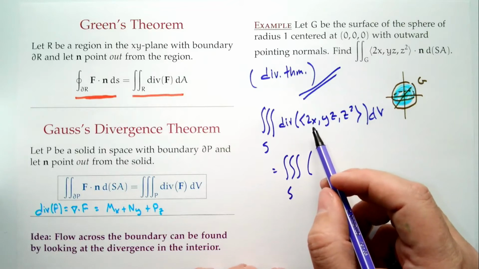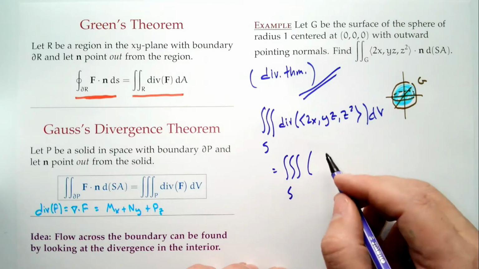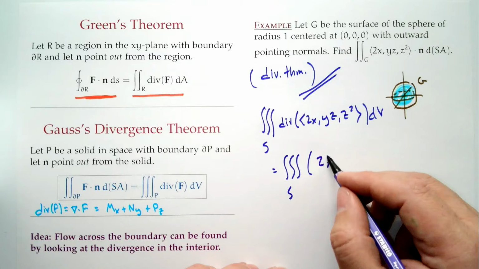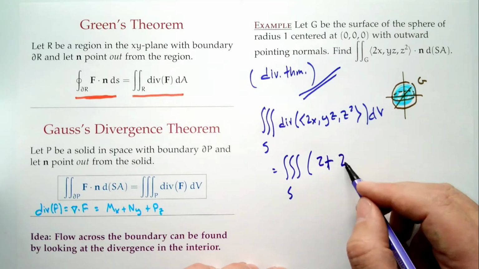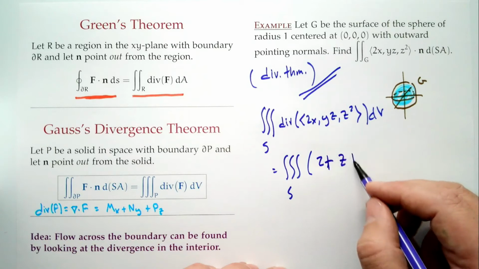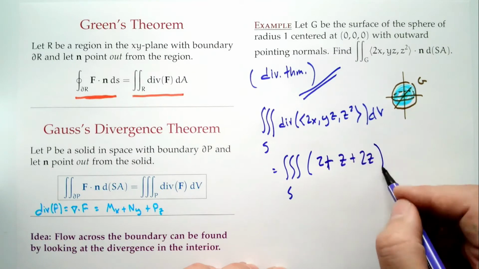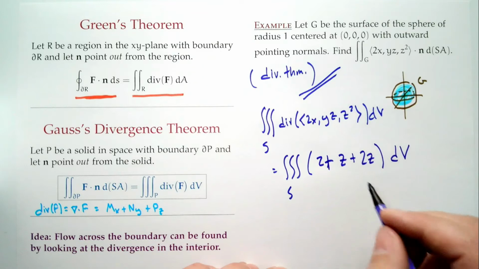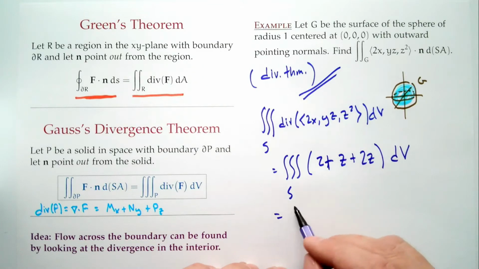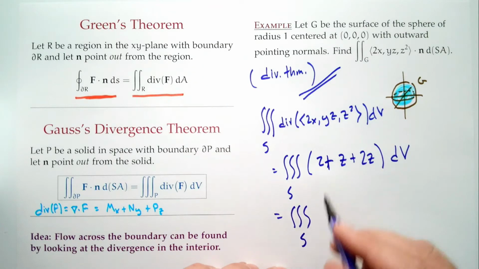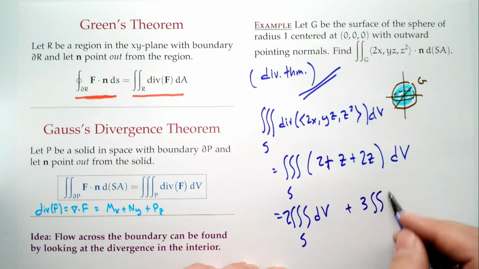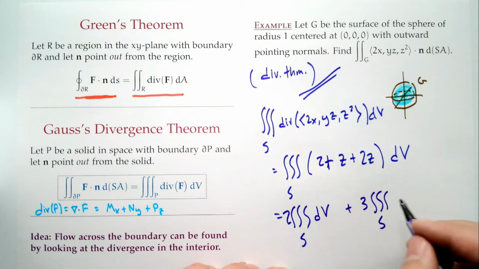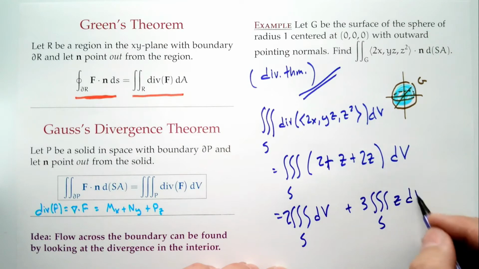Derivative of 2x with respect to x, 2. Derivative of yz with respect to y, z. Derivative of z squared with respect to z, 2z. Now, we can really break this up into two parts. One is the integral of 2, so I have 2 integral dV. Then plus 3 integral, because I have z plus 2z makes 3z, dV.